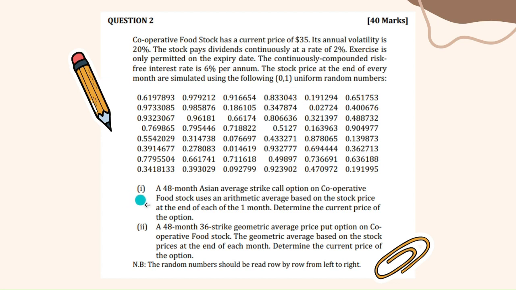First of all, a 48-month Asian average strike call option on Cooperative Food stock uses an arithmetic average based on the stock price at the end of each 1 month. So we have to determine the current price of the option.